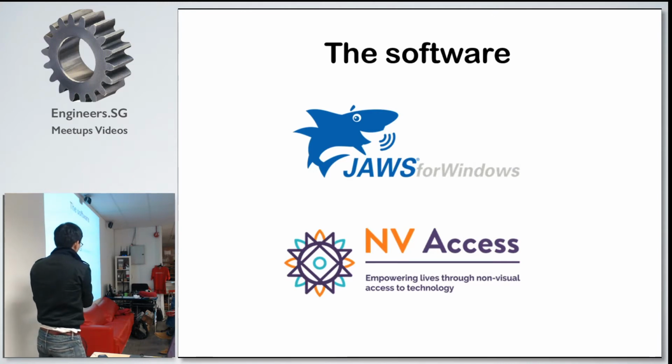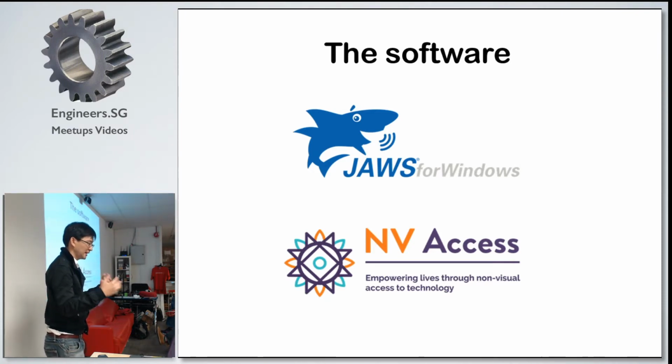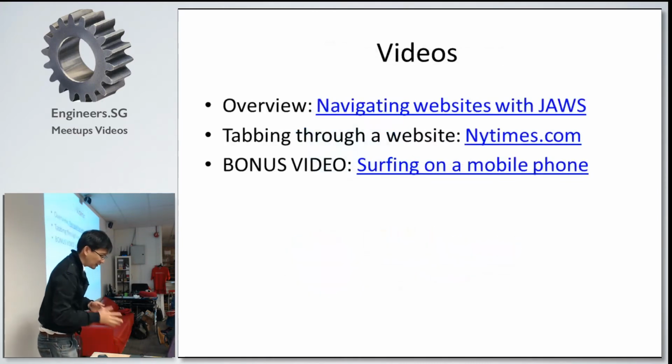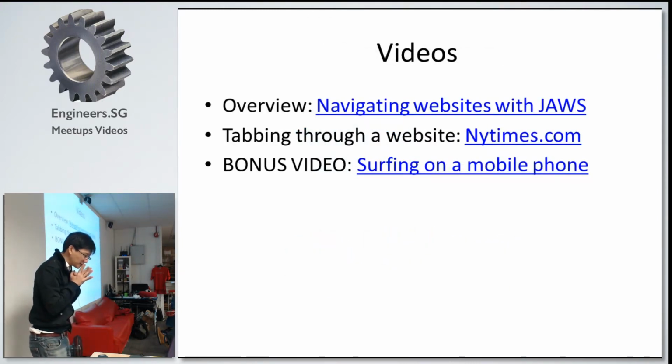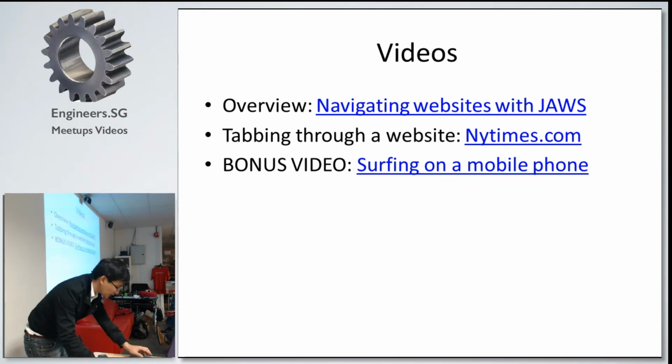And the other common software is called NVDA, which is Non-Visual Display Access or something like that. I'm told that JAWS works best with Internet Explorer and Chrome, while NVDA works better with Firefox. Something like that. Later I will show you some videos to explain how they actually use the software. For the first video, I will show how blind people navigate websites with the JAWS software. Let's see.